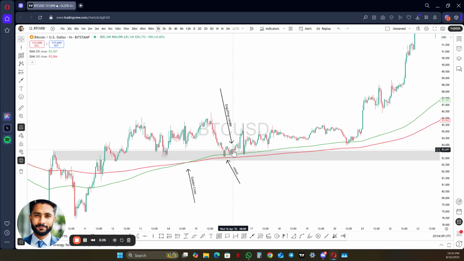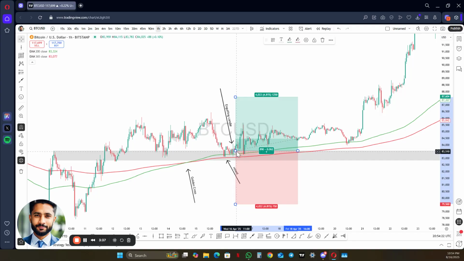So that is our indication that now we can enter. We can enter on this candle, the next one, or the candle where we will have a retest. The longer you wait, the more perfect an entry you will secure. Let's assume that we have entered over here. Now we're going to put our stop loss below this EMA 365. That is the red line.